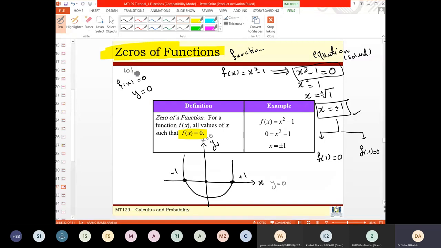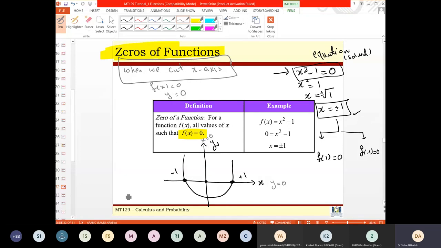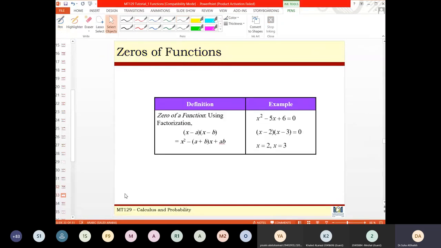0 of the function يعني when we cut the x-axis. Okay, نفس المعنى. It means لما f of x equal to 0. It means لما y equal to 0. It means when we are cutting the x-axis. It means when my function go to the 0. It means the value of x make my function equal to the 0 here. This is an example of a 0 of the function.